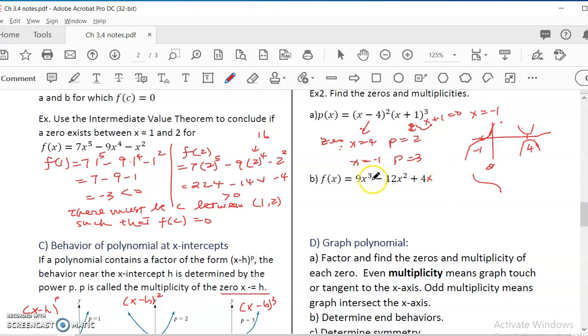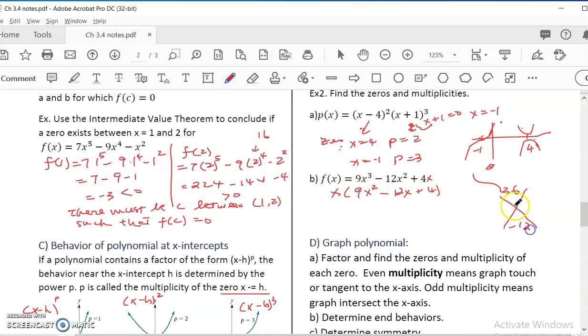So this is 9x cubed minus 12x squared plus 4x. Of course the common factor is x. You factor it out, and it becomes a quadratic. So far we can only factor quadratics. Now this is ax squared minus bx plus c. We have to use the AC diamond. 4 times 9 is 36. You have to do 4 times 9, not just 4, because 9 is not 1.